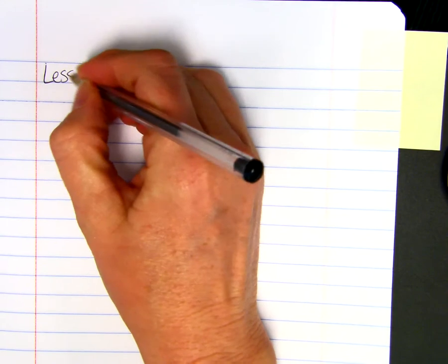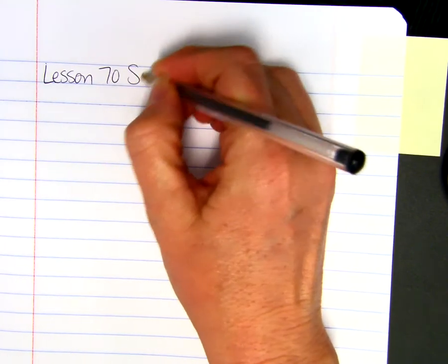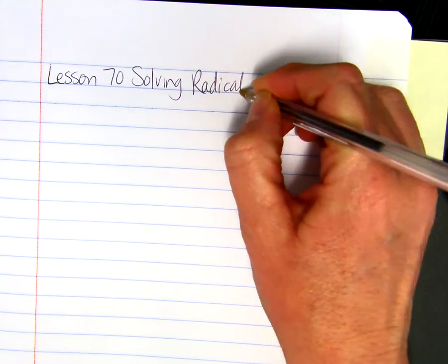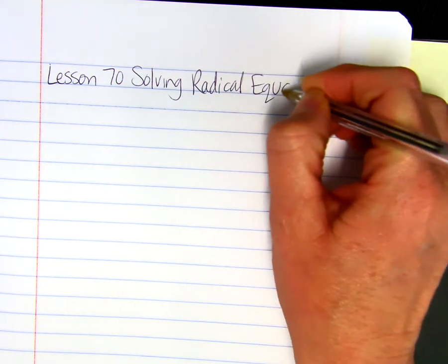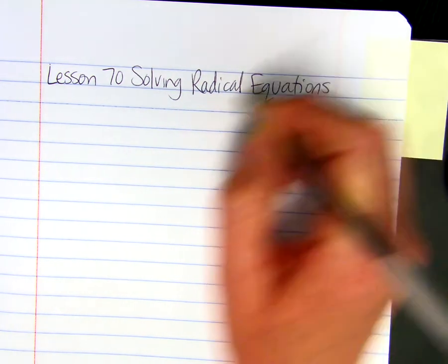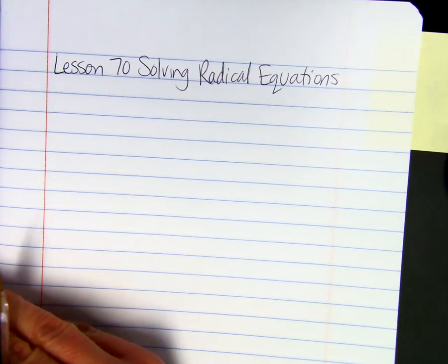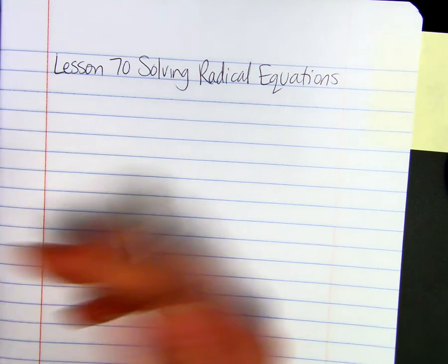Lesson 70, solving radical equations. So we're just going to teach it by showing examples.